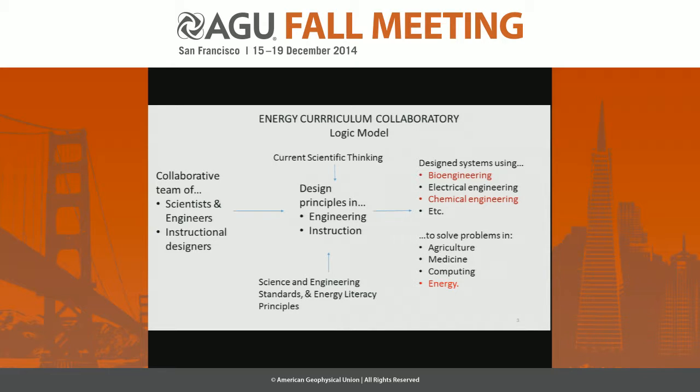Our exemplar focuses on chemical and bioengineering solutions to problems in sustainable energy and climate, where the kind of technologies we're talking about is carbon capture, CO2 capture from flue gases, and the harnessing of CO2 for biofuels.